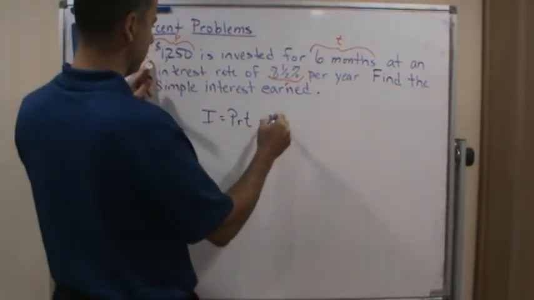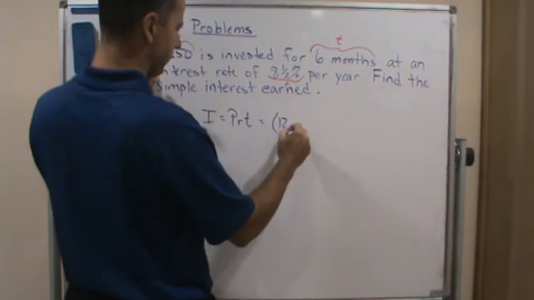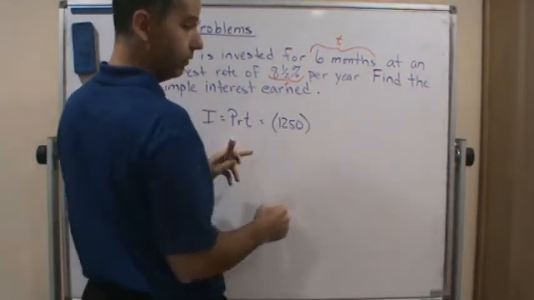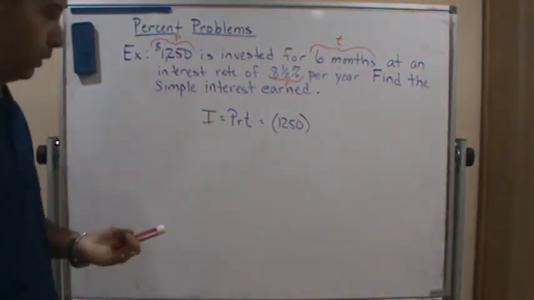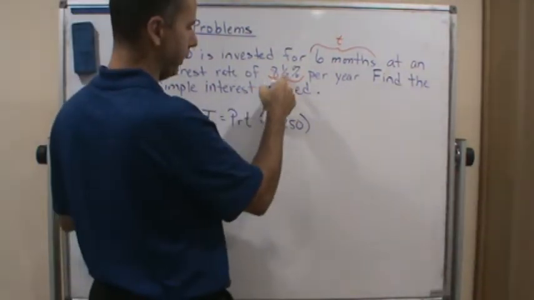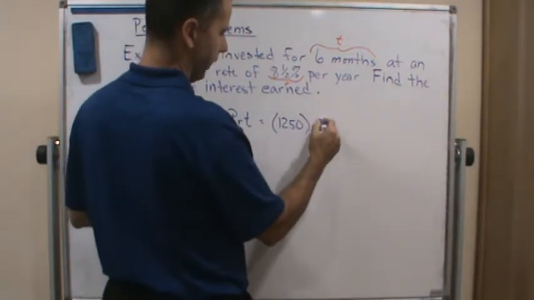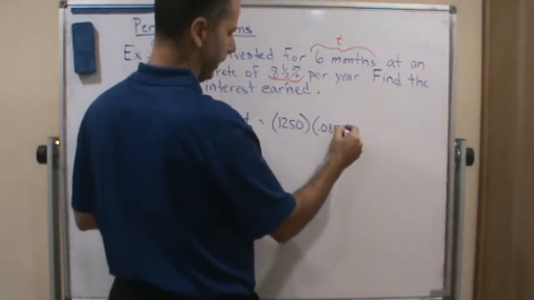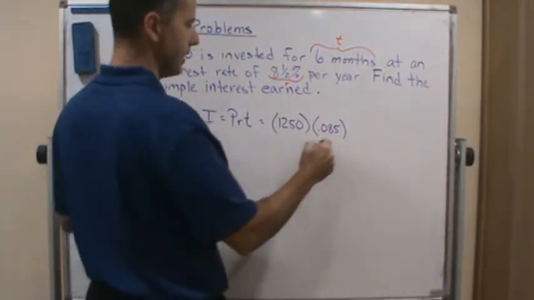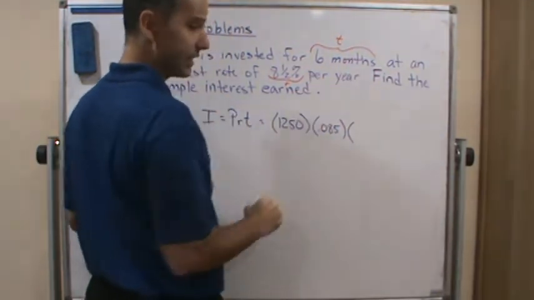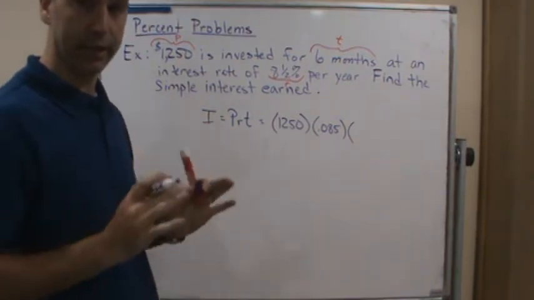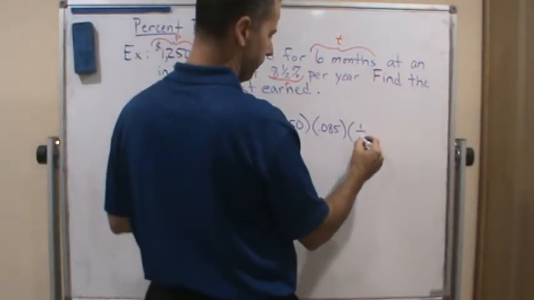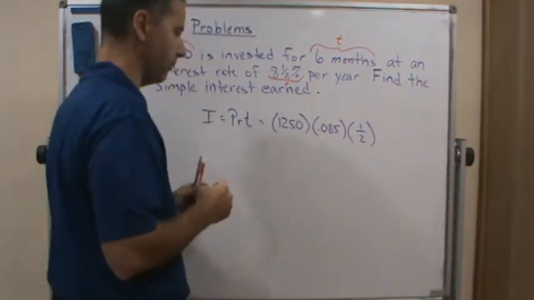So the principal is going to be $1,250 times the rate as a decimal. Again, this is 8.5%, which is the same as 0.085. And then for time, we're not going to write 6 months. If you write 6 months, you're going to get the wrong answer. We want to write it in years, so we're going to write it as half a year.